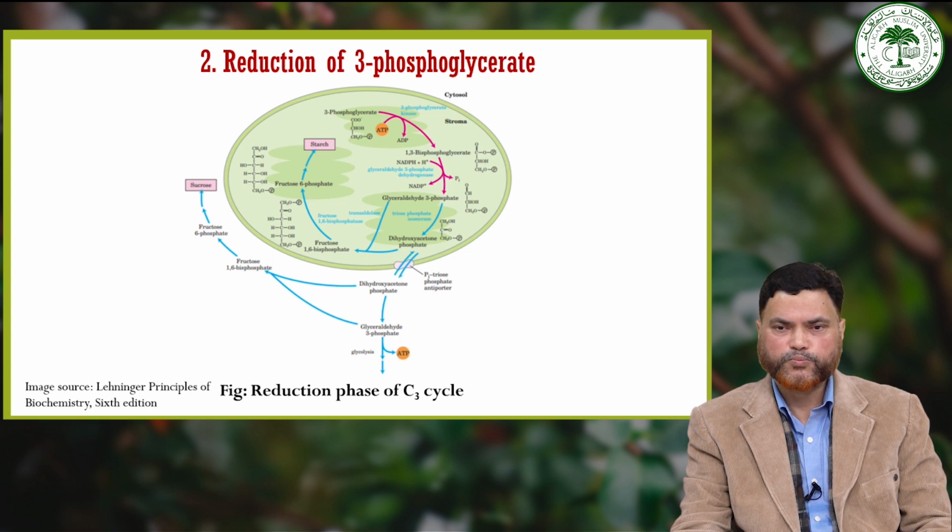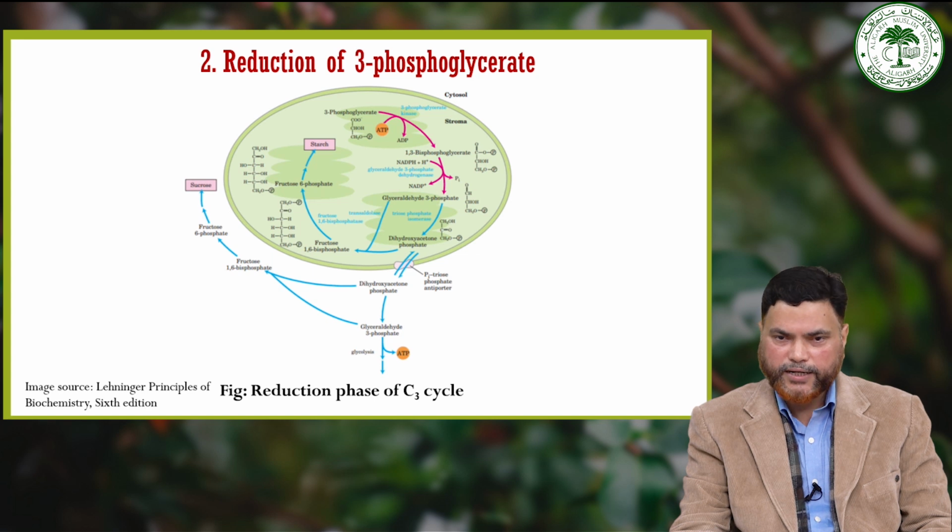You see in the figure, this process occurs in two major steps. The first step is transfer of phosphate from ATP to 3-phosphoglyceric acid. As you see in the figure, first each molecule of 3-phosphoglyceric acid receives a phosphate group from ATP, turning into a doubly phosphorylated molecule called 1,3-bisphosphoglycerate and leaving behind ADP as a byproduct. So basically this step is catalyzed by the enzyme phosphoglycerate kinase.